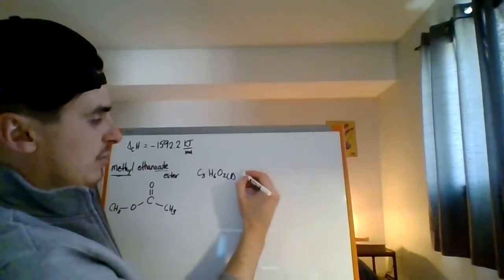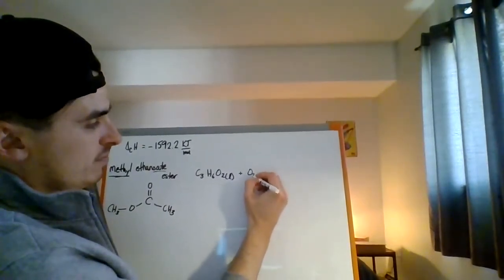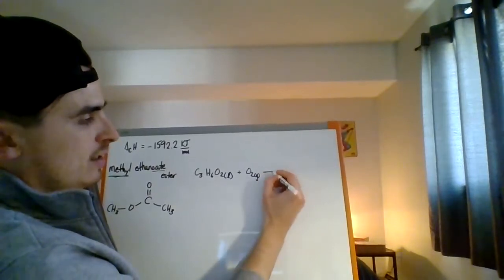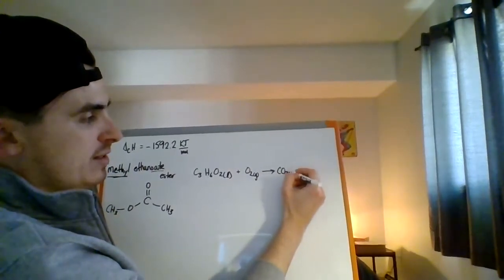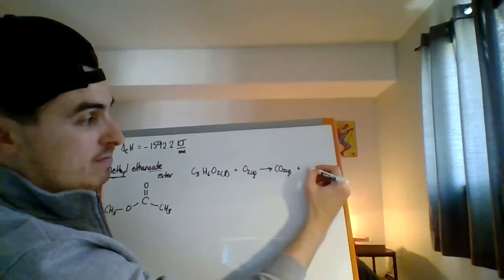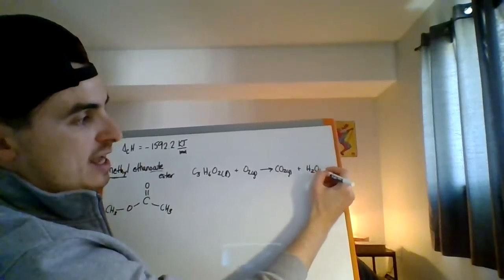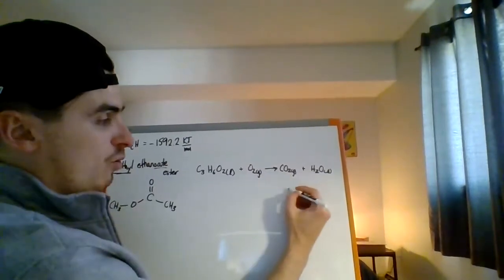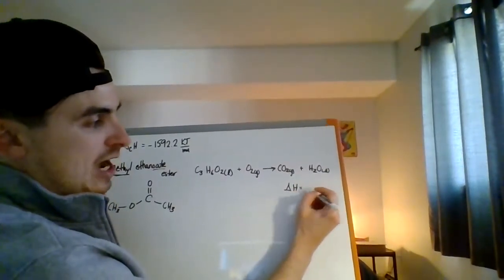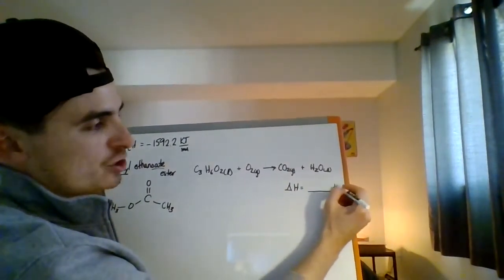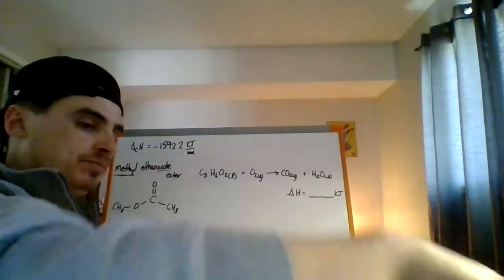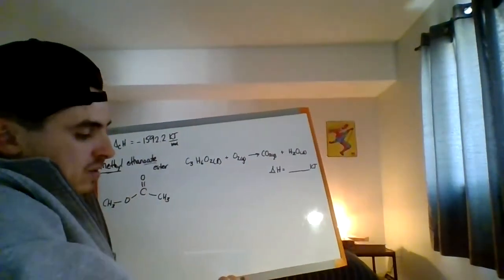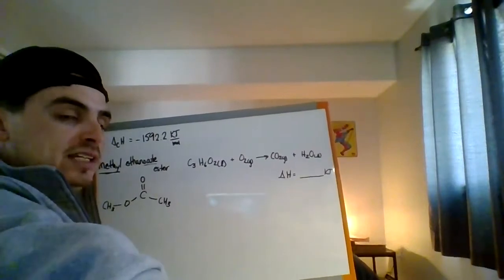Okay. Then I'm going to react this with oxygen. Products are going to be CO2. And in this question, it says bomb calorimeter. So water is a liquid. Okay. And if I'm writing a thermochemical equation, I want to know what delta H is in kilojoules for this reaction. Okay. So let's balance this to start and then see what we need to do.